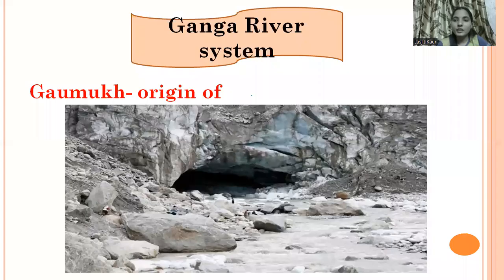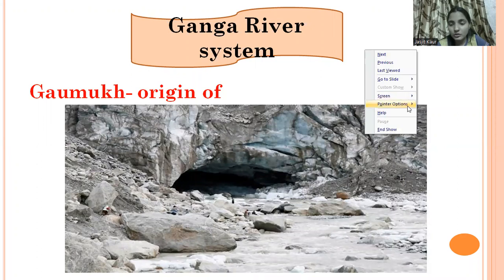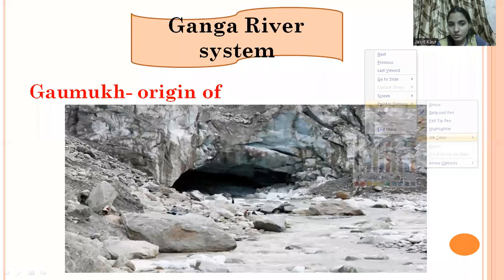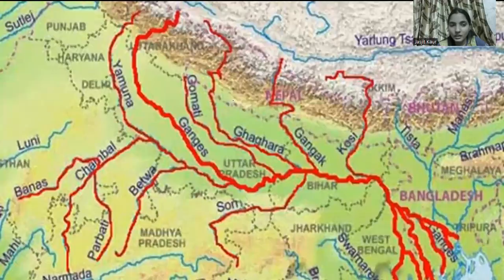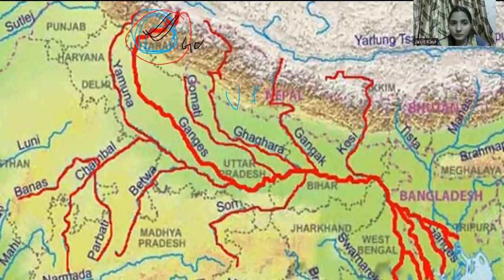So now student, if we talk about the Ganga river system, at the region where it originates, it is known as Gaumukh at the time of origin. So here it originates in Uttarakhand, and here the Ganga river is known as Gaumukh. Okay, so you have to remember this.